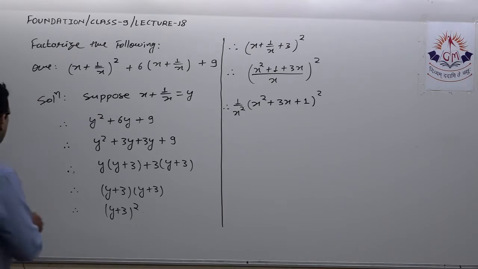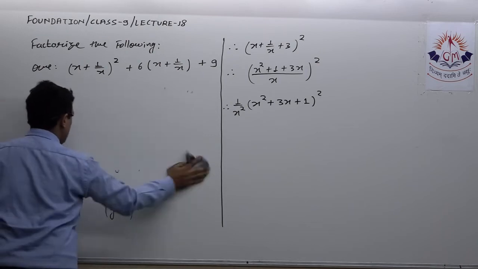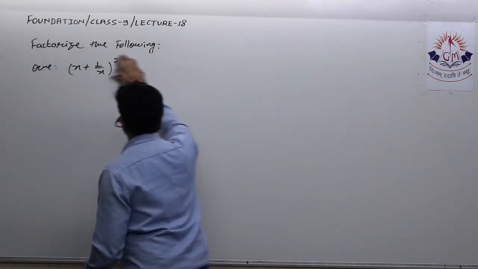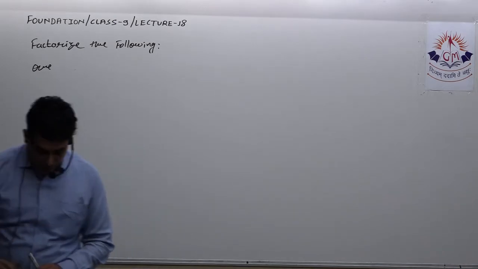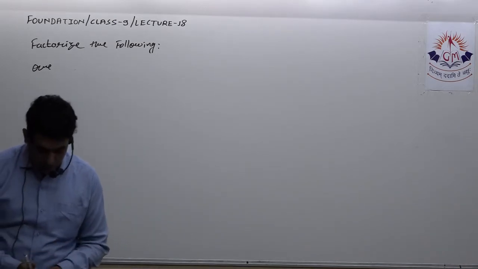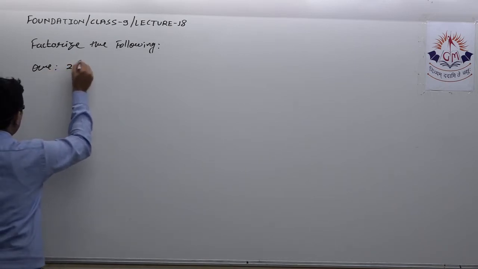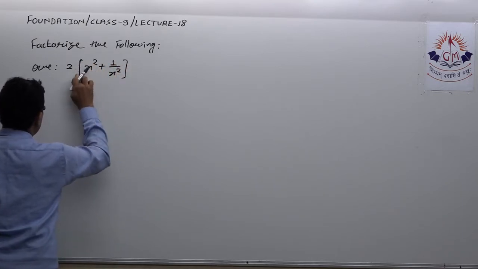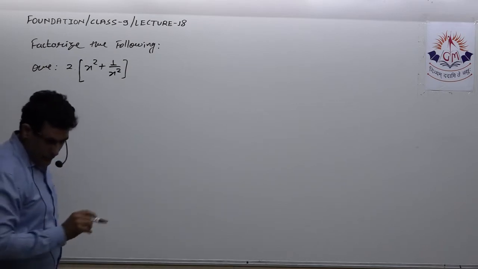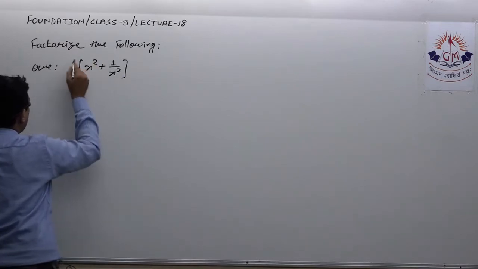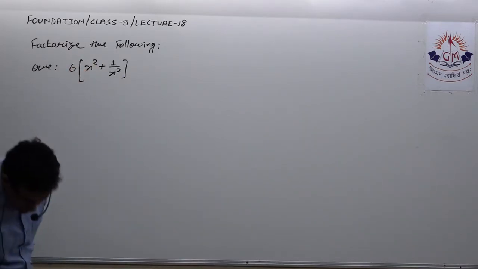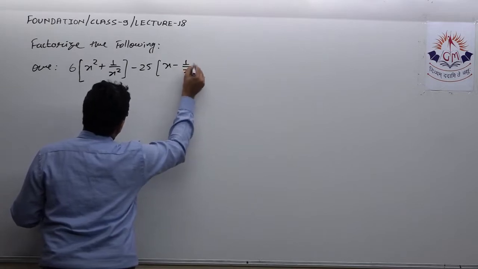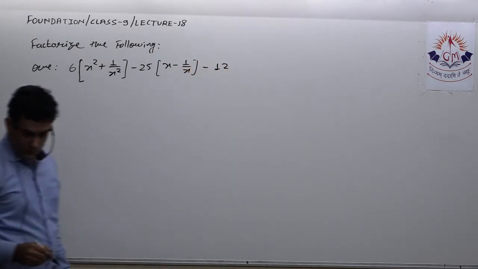Okay, so now let us see the next question. The next question is 6(x² + 1/x²) − 25(x − 1/x) + 12. I'm changing it a little bit here.